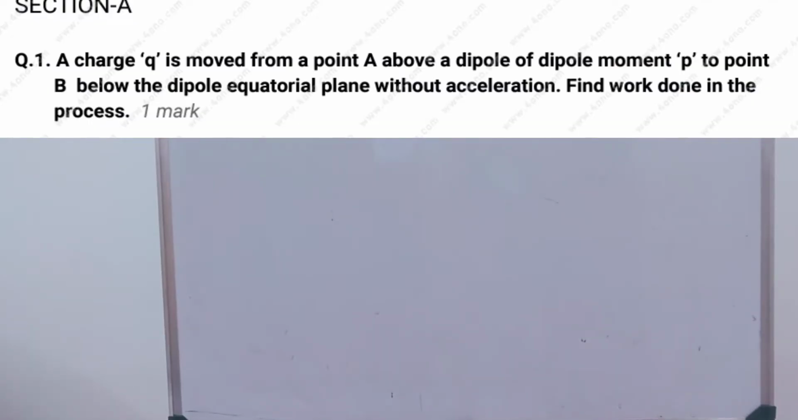For 2016, there were 3 questions, a 1 mark, a 2 mark and a 5 mark question. So here we will discuss the 1 mark question. A charge Q is moved from a point A above a dipole of dipole moment P to a point B below the dipole equatorial plane without acceleration. Find the work done in the process.